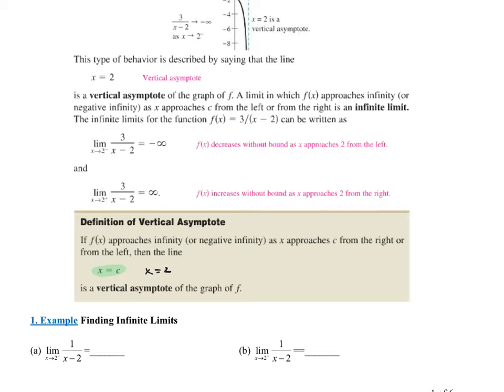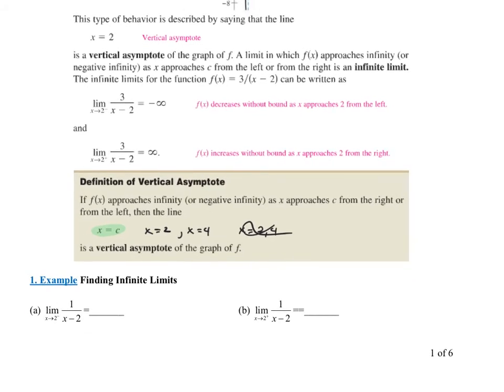So if you had more than one of them, for instance, if you had x equals 2 and x equals 4, you would have to write it as two separate equations, x equals 2 and x equals 4. You could not write it as x equals 2 comma 4 because those aren't equations of lines, those are values for x. So you have to write them as two separate equations of lines if you ever have more than one.